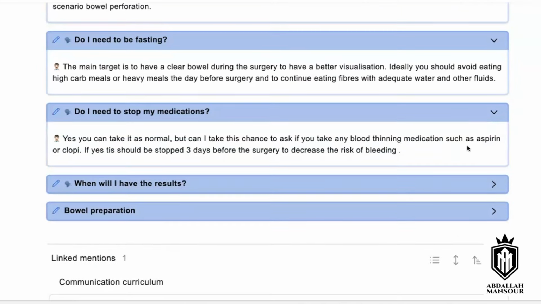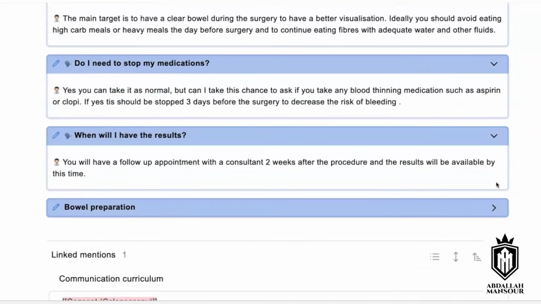All right. When will I have the results of this operation or this procedure? You would be meeting with your consultant 2 weeks after the procedure, and during this time, your consultant will talk to you about the results. Yeah, okay. All right, can you tell me more about my bowel preparation as well? What am I going to do in terms of the preparation?